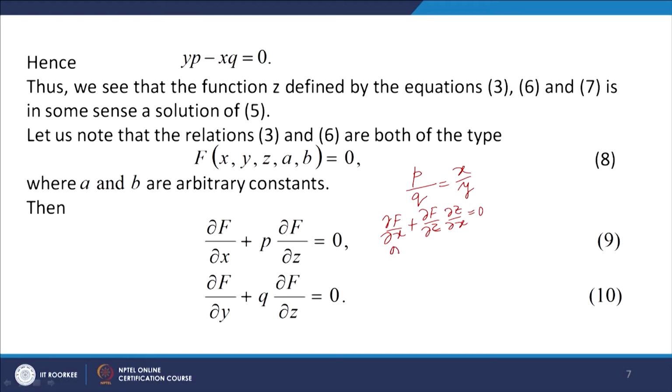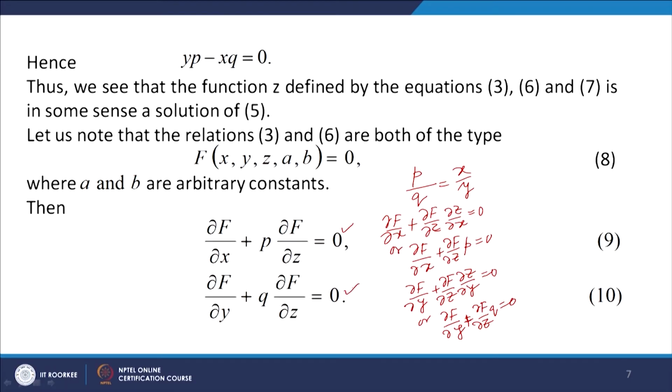Equal to 0, so we get this equation. Similarly, when we differentiate the equation 8 partially with respect to y, we get partial derivative of f with respect to y plus partial derivative of f with respect to z into q equal to 0.